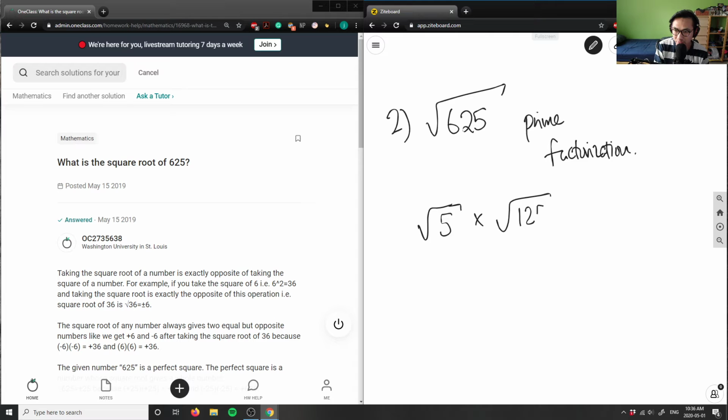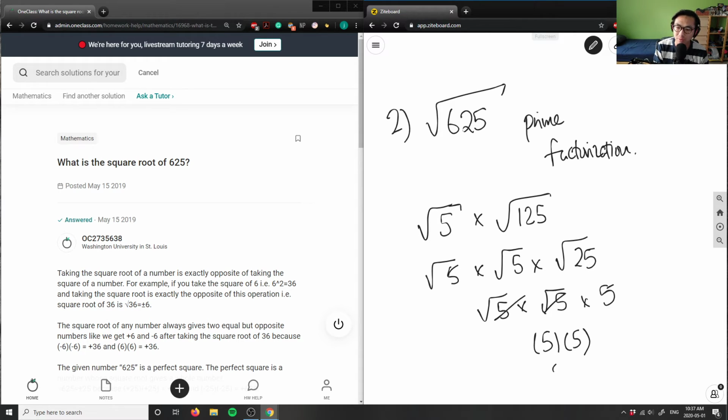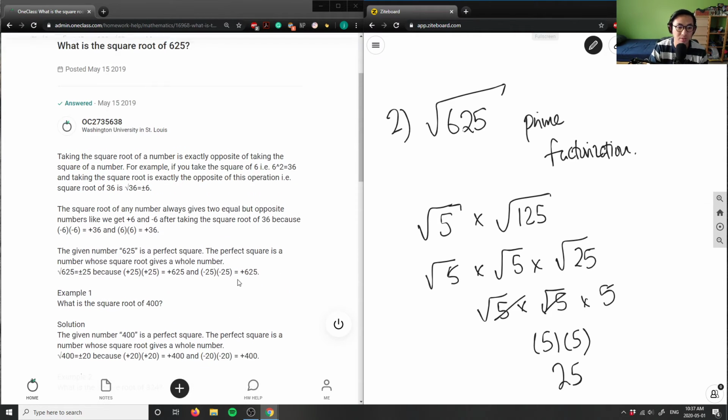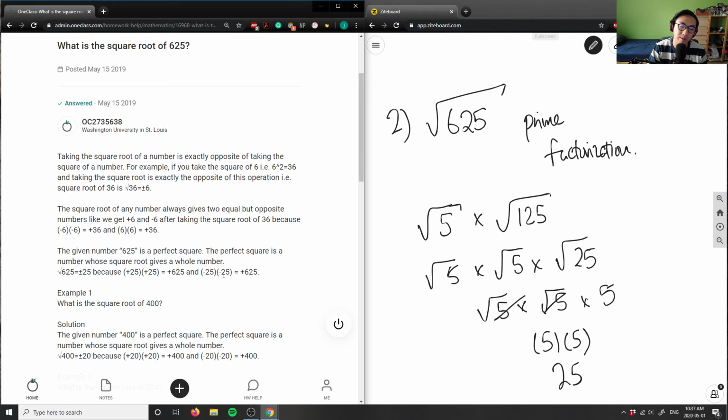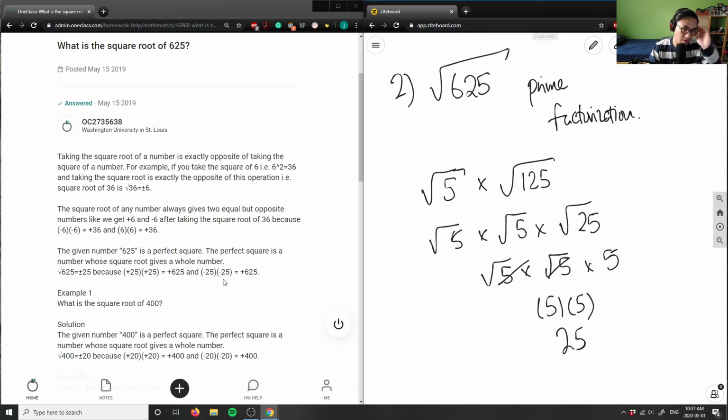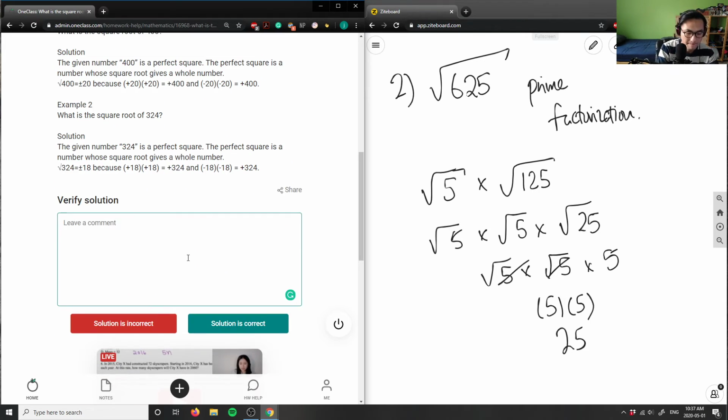So 125. And again, I'm going to take another root 5 out from 125 here, right? So 125 divided by 5 would be root 25 here. And finally, I know that root 25 here is simply just 5, right? So I can cancel out root 5 and root 5. That's going to simply equal 5. So 5 times 5 here is simply 25. So the root of 625 here is a perfect square. It's going to give us 25. And this here is correct. Plus or minus 25 would be the more correct answer here. So this solution here is correct. Good explanation here.